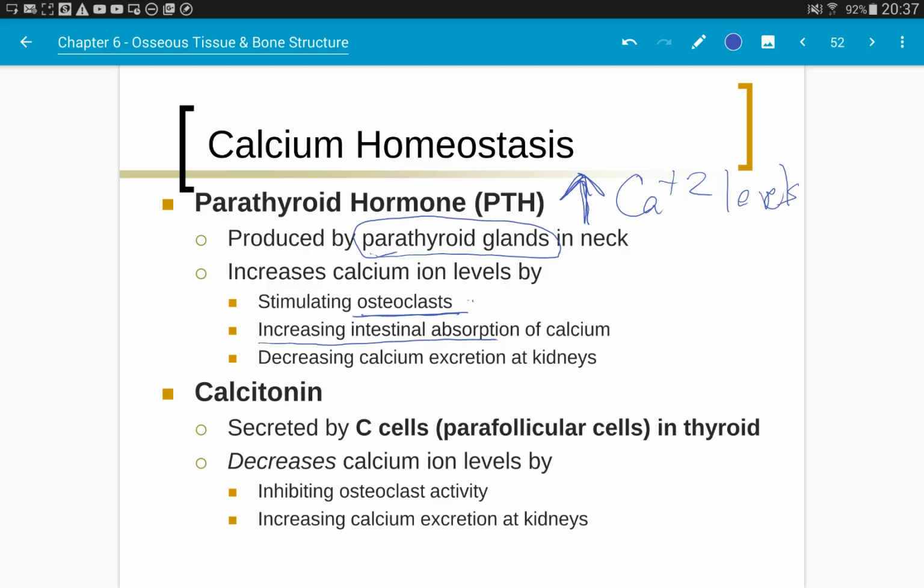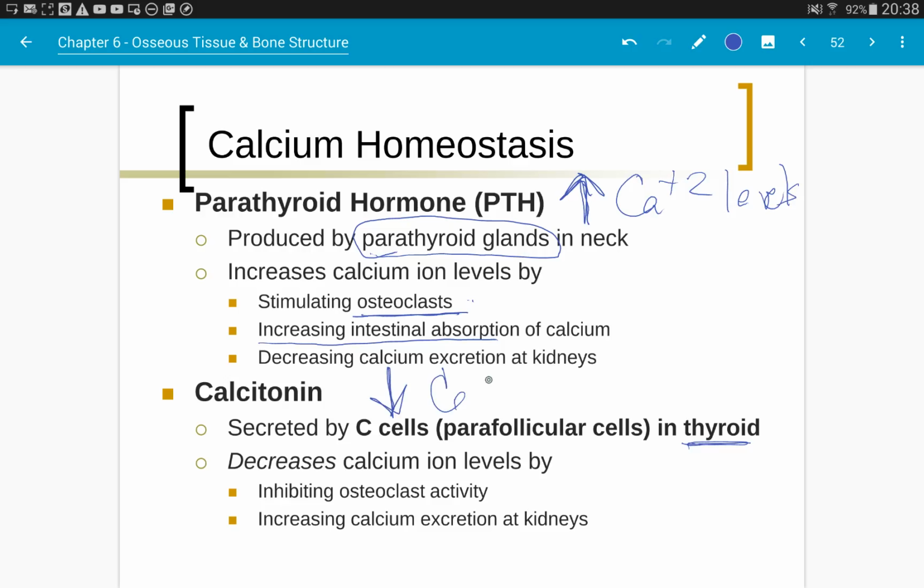Okay. Then calcitonin is the other hormone, and this is made in the thyroid gland. And so the thyroid gland and the parathyroid gland are basically in direct contact with each other, and they secrete hormones that are antagonists of each other. They work opposite of each other. So parathyroid hormone is released to help increase calcium levels in the blood. Calcitonin is released to decrease blood calcium levels.